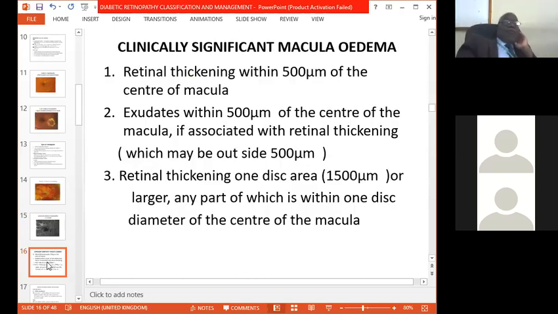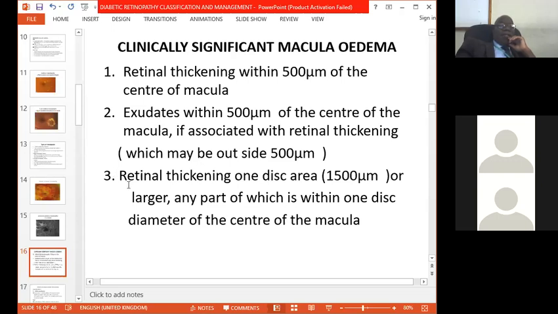There's also this idea of clinically significant macular edema. What is significant clinically? It's retinal thickening within 500 micrometers of the center of the macula, and this retinal thickening is because of the retinal edema. So retinal edema will show with retinal thickening. You can have yellowish exudates, you can have blood coming out within 500 micrometers of the center of the macula, if associated with retinal thickening.